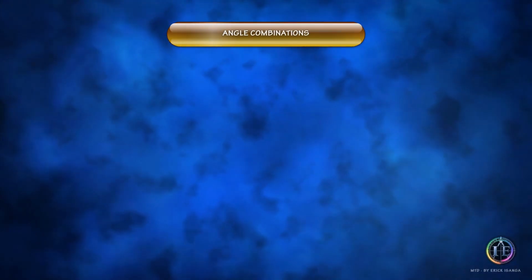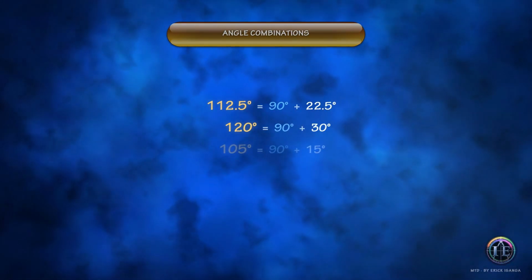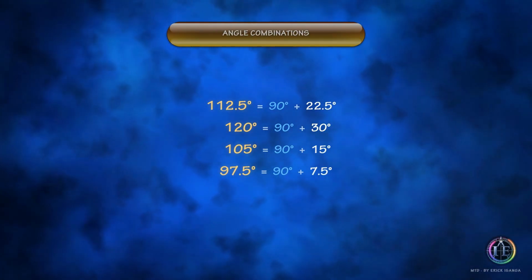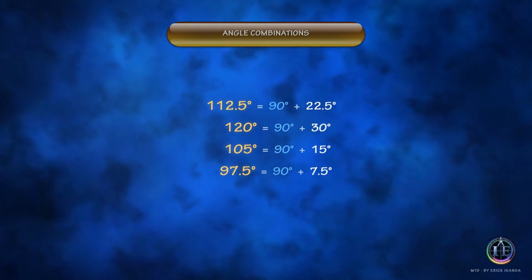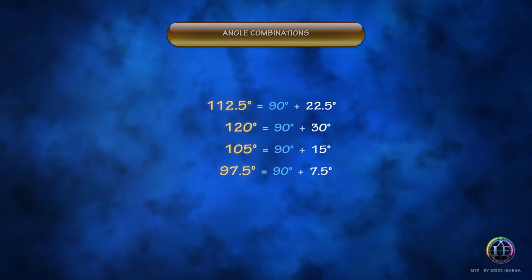Standard angles can also be combined to produce many other required angles. 112.5 is 90 plus 22.5. 120 is 90 plus 30. 105 is 90 plus 15. And 97.5 is 90 plus 7.5.